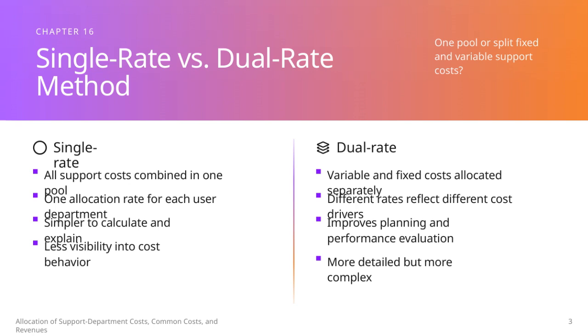On the other hand, the dual rate method treats fixed and variable costs separately. Each type has its own allocation rate, which more accurately reflects the different cost drivers behind those expenses. This approach provides better insight for planning and performance evaluation. However, it's more detailed and a bit more complex to implement. Understanding these methods helps us decide how to allocate support department costs effectively to the user departments, which is critical for accurate cost management and financial decision-making.